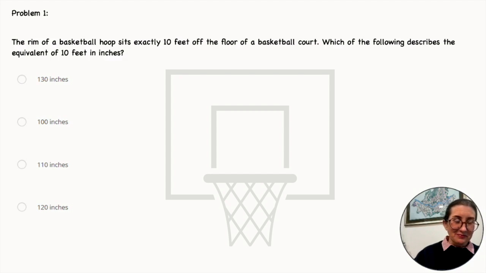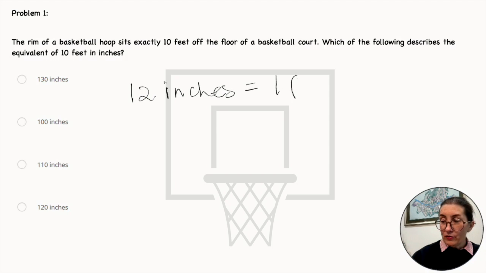Problem number 1. The rim of a basketball hoop sits exactly 10 feet off the floor of a basketball court. Which of the following describes the equivalent of 10 feet in inches? Is it 130 inches, 100 inches, 110 inches, or 120 inches? How many inches in a foot? There are 12 inches in 1 foot.